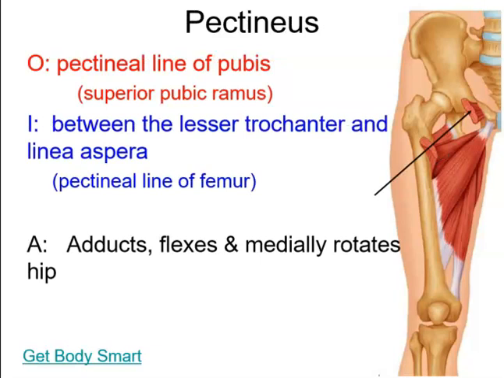The next thigh muscle is the pectineus muscle. We can see this cut muscle right here is the pectineus muscle. Origin of the pectineus muscle is the pectineal line of the pubic bone, or the superior pubic ramus. Its insertion is between the lesser trochanter and the linea aspera, or the pectineal line of the femur. Action of the pectineus muscle is to adduct the thigh and then flex and medially rotate the hip. So notice these adductor muscles have the same actions, adduction as well as flexion and medial rotation of the hip.